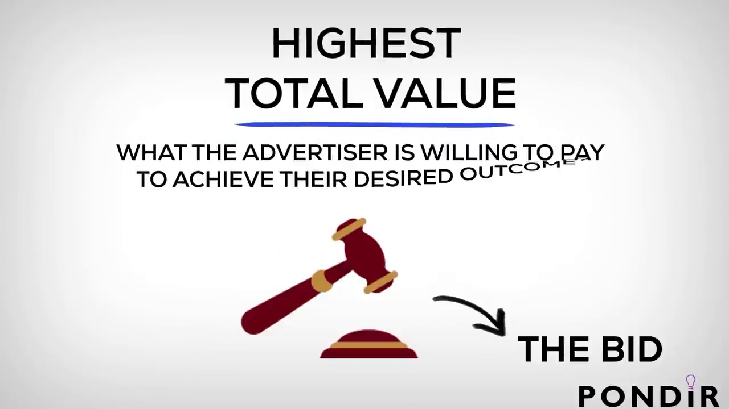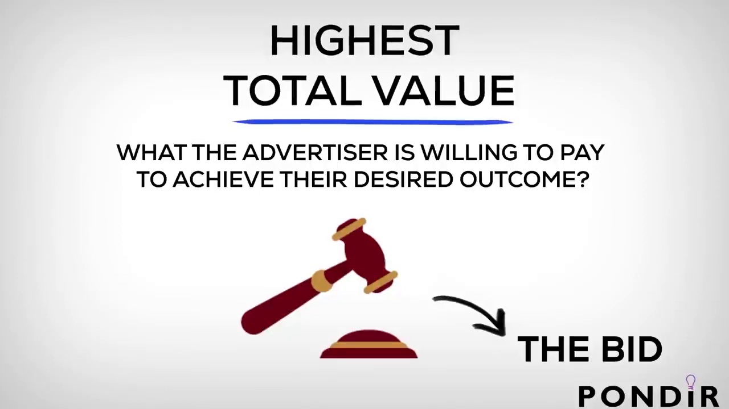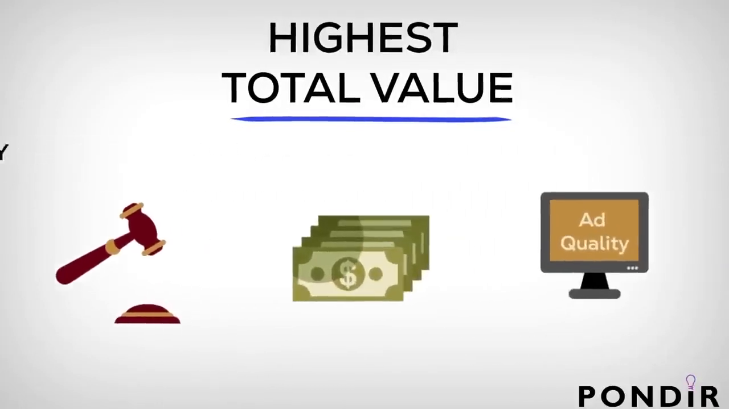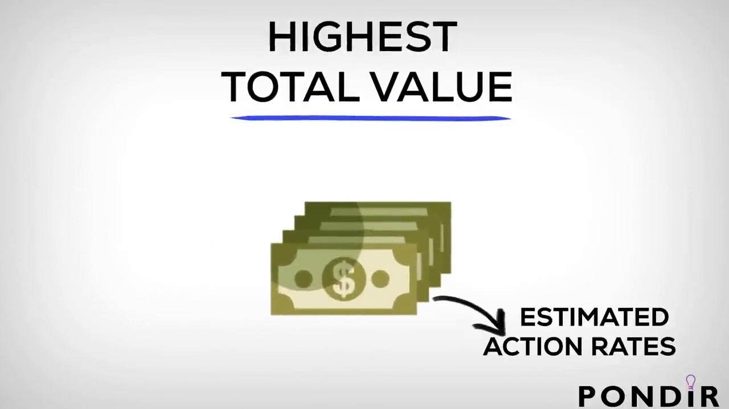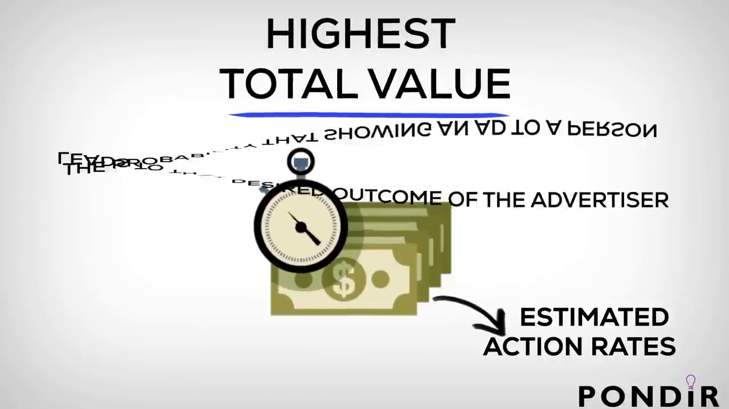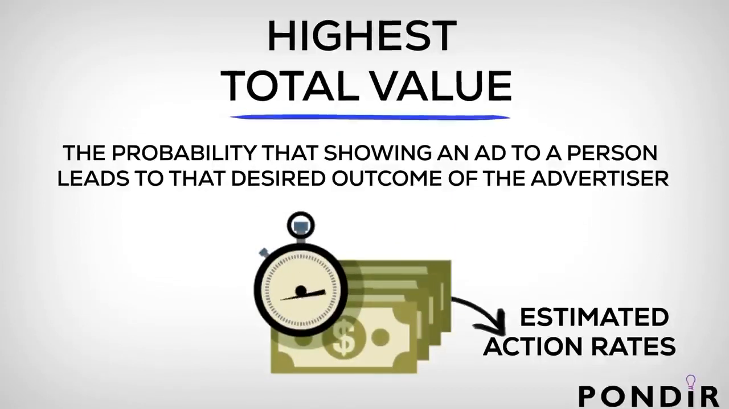And there's actually multiple ways to manage your bid in an ad auction. We'll discuss this later on in the course, but for now, the first key of a highest total value is the bid. What amount is the advertiser willing to pay to show their ad to that user on their device? Number 2, estimated action rates. An estimate of whether a particular person engages with or converts from a particular ad. In other words, the probability that showing an ad to a person leads to that desired outcome of the advertiser.